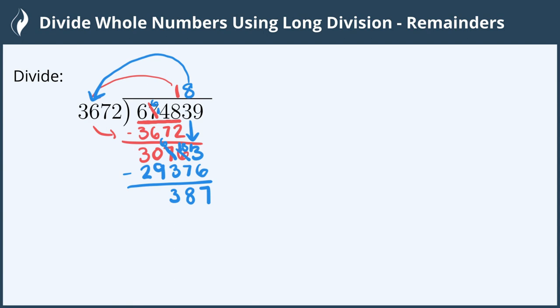0 minus 9 doesn't work, so I need to borrow or ungroup from this, which makes this a 2, and that a 10. 10 minus 9 is 1, and 2 minus 2 is 0. And so I have completed the subtraction, and we can see that we went in the perfect number of times, since I am left with 1,387, which is smaller than our divisor of 3,672.